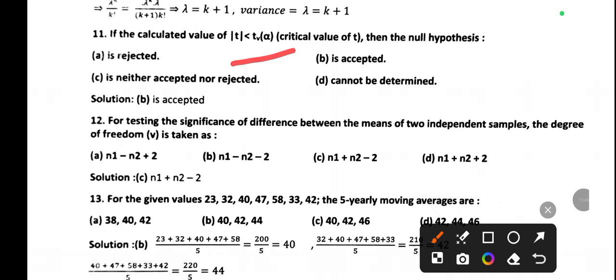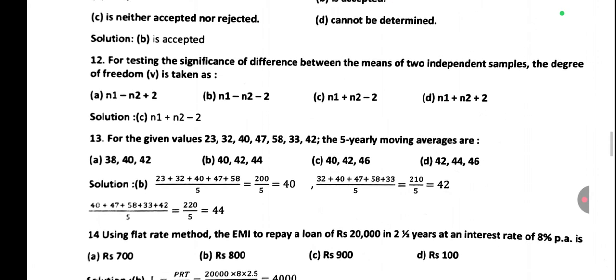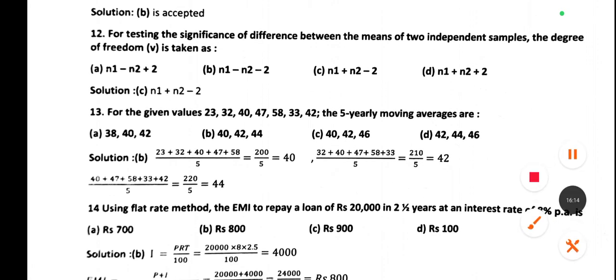If the calculated value mod t is lesser than the critical value, we accept it. It's accepted. Easiest question. Suppose it is greater, then it is rejected. Suppose the less-than-or-equal-to symbol is there, then it is neither accepted nor rejected. Clear? Then this question again is easy.